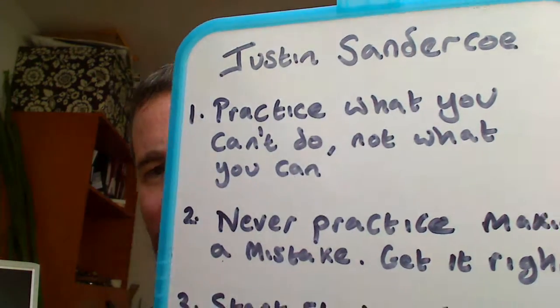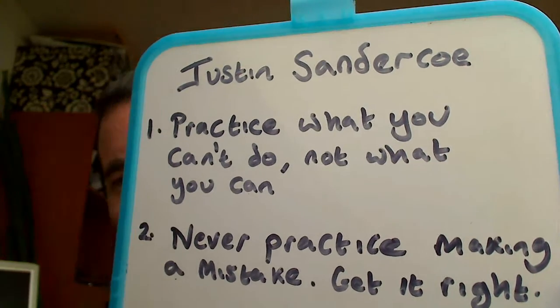Next one. Never practice making a mistake. Get it right. So I noticed, I've done this myself, that I keep repeating the same mistakes over and over again when I'm speaking, and I haven't been very good very often at relying on feedback to point out my mistakes so that I don't make them again. So try to get feedback from people, and if you notice you're making a mistake, deliberately avoid making it. There's no point ingraining the same mistake over and over and over again until it becomes habitual.